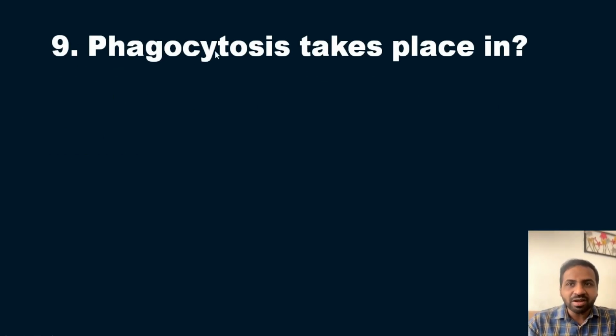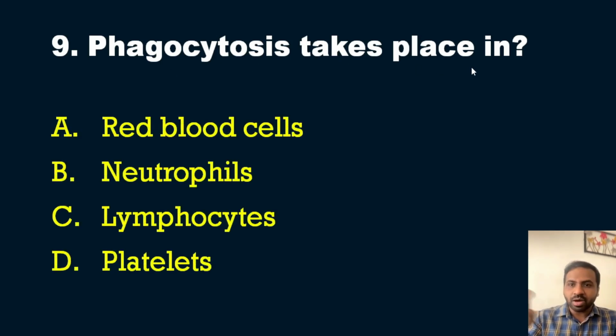The question is, phagocytosis takes place in. The question is very simple. Phagocytosis takes place in. So the options for you are: option A, red blood cells; option B, neutrophils; option C, lymphocytes; and final option D, platelets. So phagocytosis takes place in which of these cells? Slightly confusing options, no? So what is the answer? Option B, neutrophils, is the answer for the question.